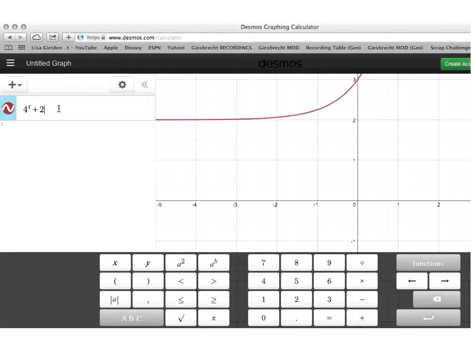Your range would be y is greater than 2. What's your asymptote? Y equals 2. So it sounds like you guys have come up with a pretty general rule so far about how you can find range, how you can find the asymptote. How can we describe that in my function?